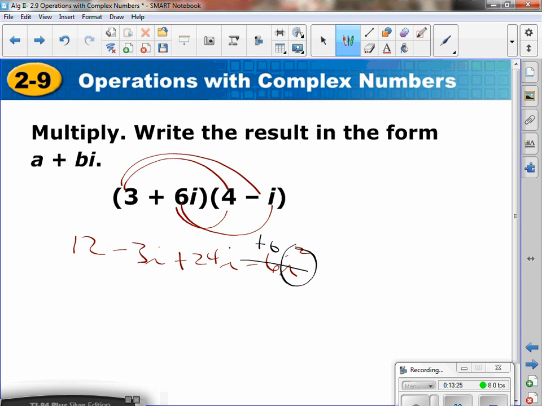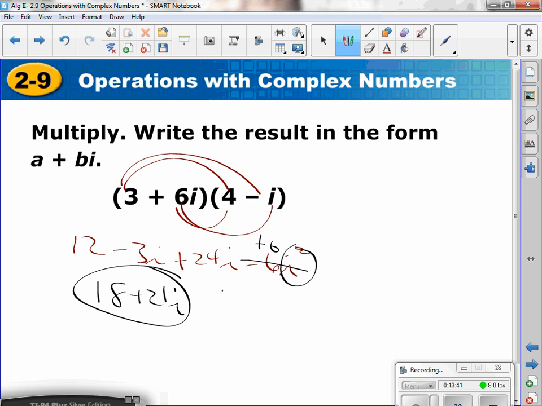Now I'm going to combine my like terms. When I look at my reals, what's 12 and 6? 18. When I look at my imaginaries, what's negative 3 and a positive 24? Plus 21i. That is your answer.